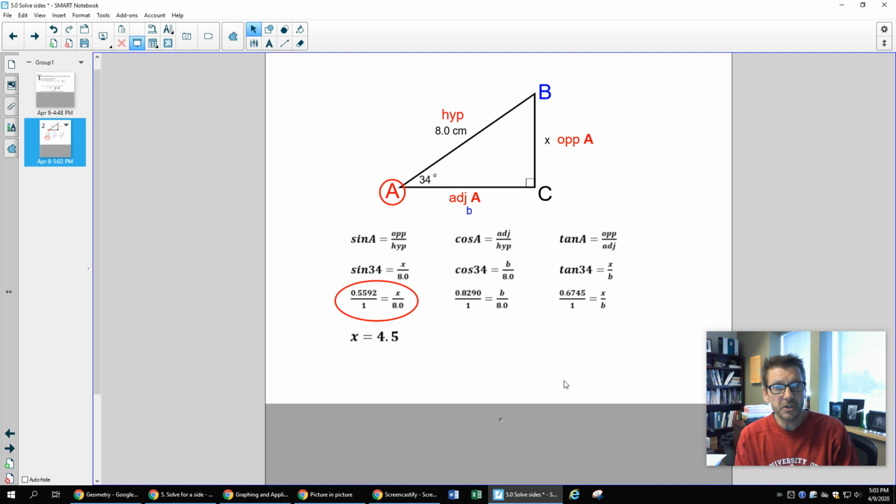So all the skills that we were working on for the last 10 days: how do you label sides? How do you write ratios? How do you change ratios to decimals? That's what we're going to do. This is how we're going to solve for sides in a triangle, sides in a right triangle, when you know a side and an angle. Okay, we're going to stop this lesson here and make a second video for our next examples.